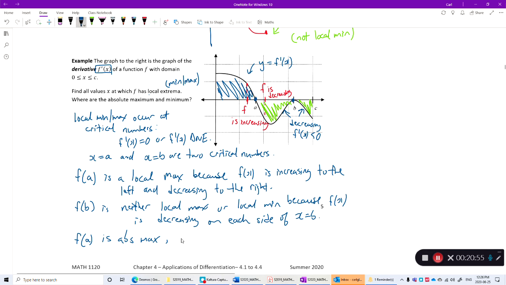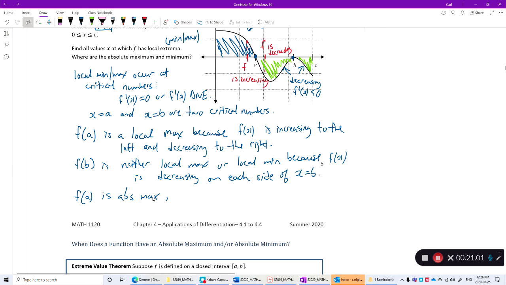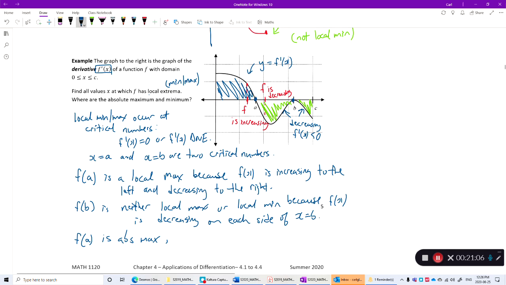What is the absolute min? It's actually ambiguous here. It might be either f of 0 or f of c that is the absolute min, but it's ambiguous.